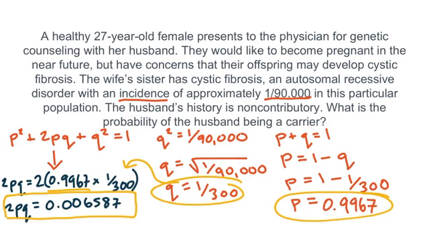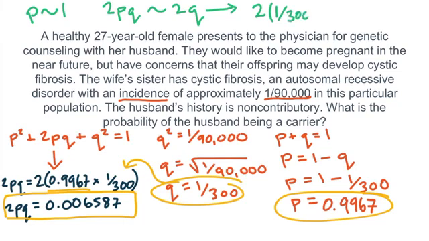Because P plus Q equals 1, and Q is such a small number, in this case 1 over 300, we can assume that P must be very close to 1. So P is about 1. This is useful because it allows us to skip over several steps, and we can estimate that 2PQ is about the same as 2Q. In this case, we multiply 1 over 300 by 2. So 2 times 1 over 300 is 1 over 150, or 0.0066. Notice that this number is essentially the same thing as what we got before by doing a lot more math.